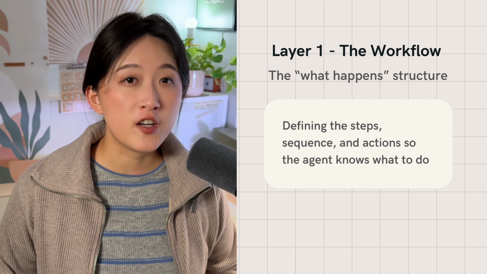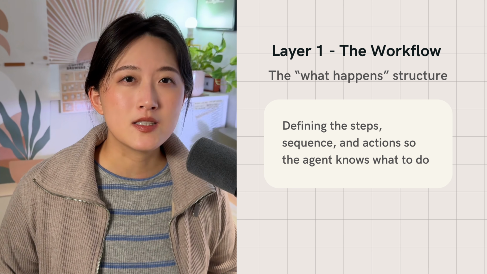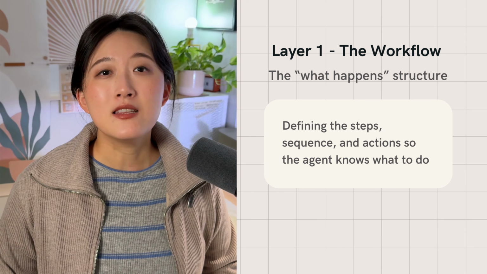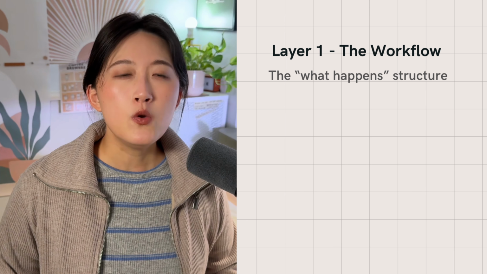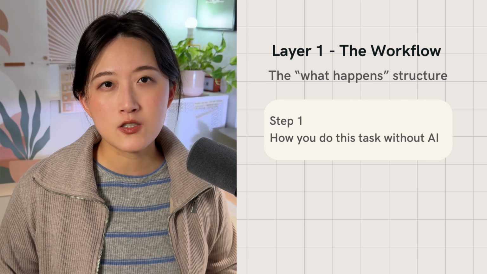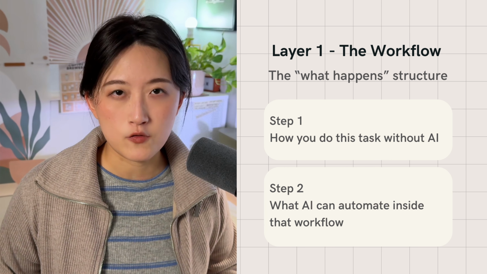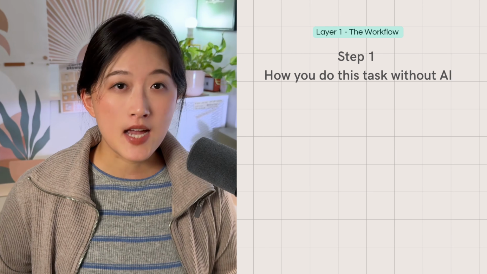This is where we figure out the shape of the task: the key stages, the checkpoints, the moments where you step in, and the parts that can be automated. We'll look at this layer in two steps. First, how you do this task without AI. Second, what AI can automate inside that workflow. Step 1. How you do this task without AI.